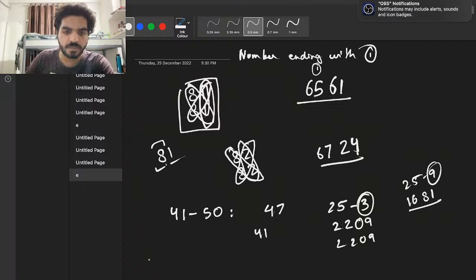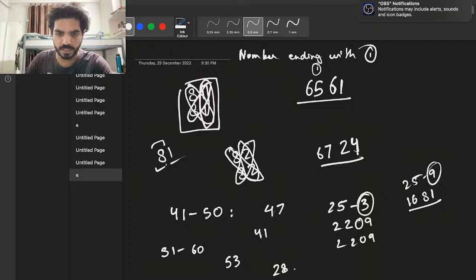The same can be done with numbers from 51 to 60, but instead of subtracting this time, we will do the addition. For the number 53, we will add 3 to 25, that is 28, and 09. For 59, we will do 34 and 81. 3481. Yes, 3481, and so on.